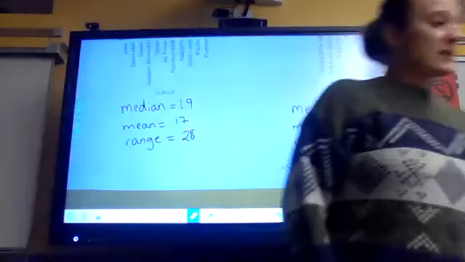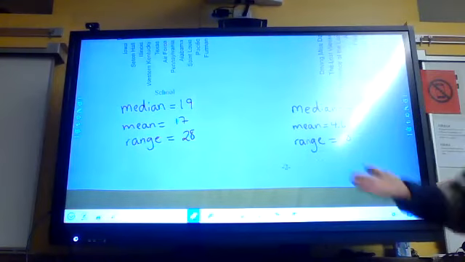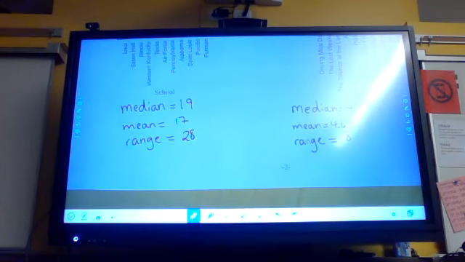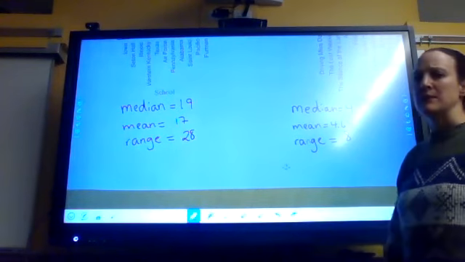Okay, remember guys, this is all about, can you find the center and the spread? Meaning, can you find the exact middle? Can you find the average? And can you find the maximum minus the minimum? Next week, we'll start to interpret. What does it mean that it's a median of 19 and a mean of 17?